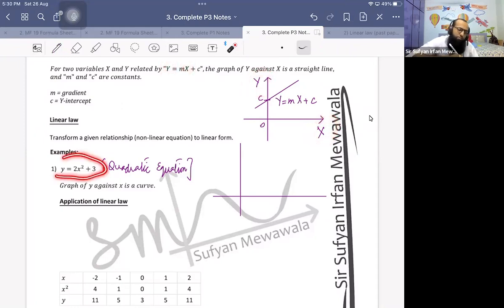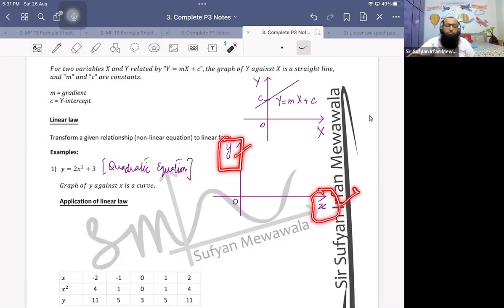Now, if we are plotting y on the vertical axis as per the routine, we take y on the vertical axis and x on the horizontal axis. If we plot the graph and draw a curve, we will call it the graph of y against x. Whichever variables we plot on the vertical and horizontal axis, accordingly we say that we are drawing the graph of this against this. So if you are taking y on the vertical axis and x on the horizontal axis, we'll call it the graph of y against x.